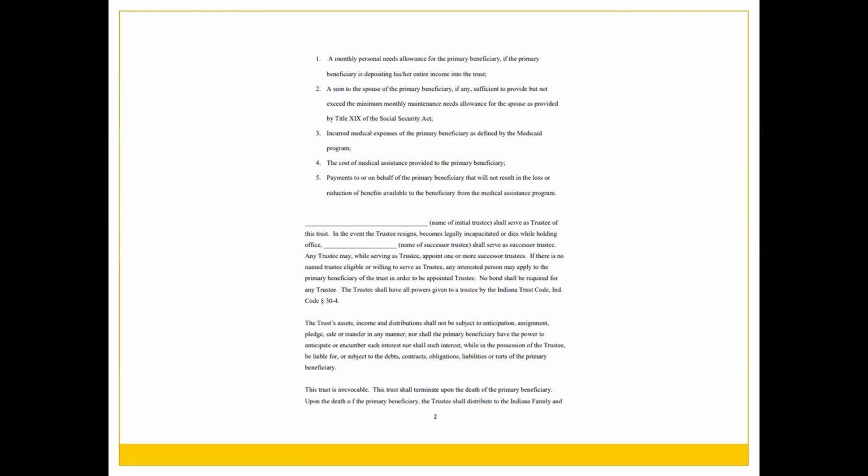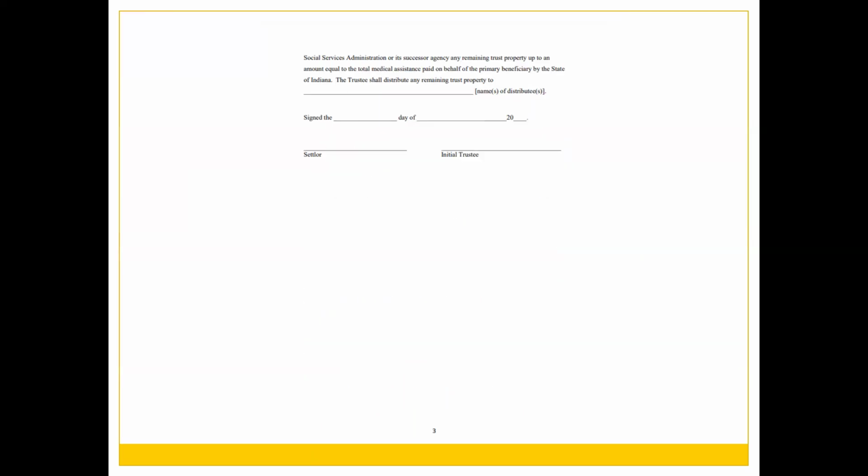This is page 2 of the document. And this is page 3 of the document.